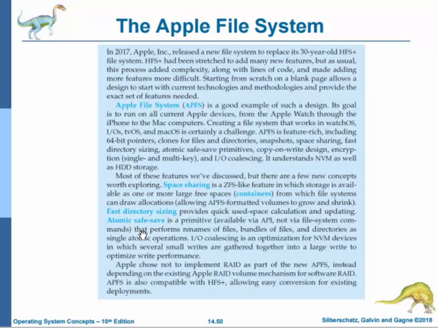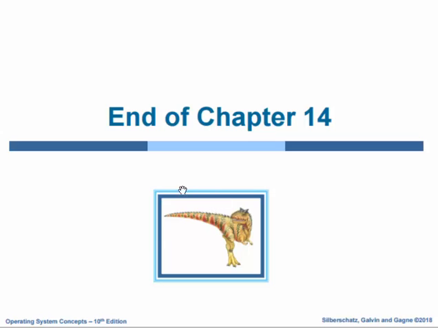Also available is atomic safe-save, which is a primitive available via API, not via the file system, and it performs renames of files, bundles of files, and directories as single atomic operations. Apple chose not to implement RAID as part of the new APFS, instead depending on the existing Apple RAID volume mechanism for software RAID. APFS is also compatible with HFS Plus, allowing easy conversion for existing deployments.